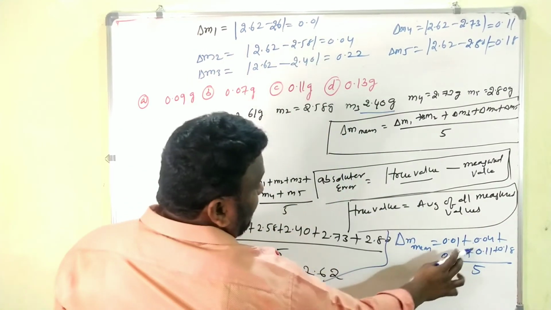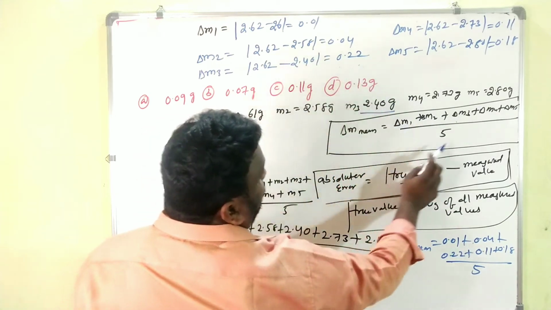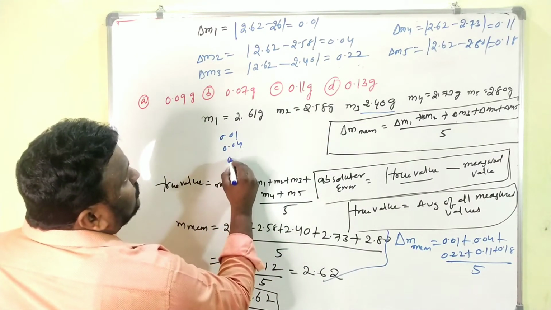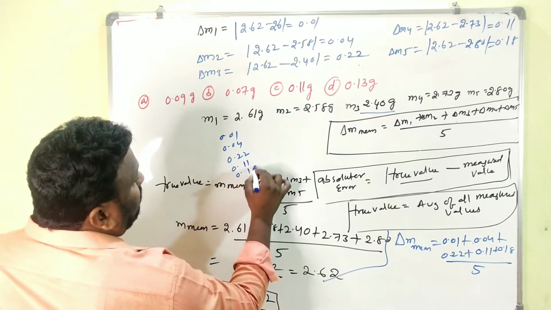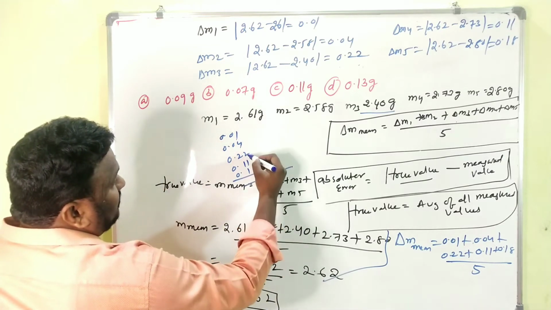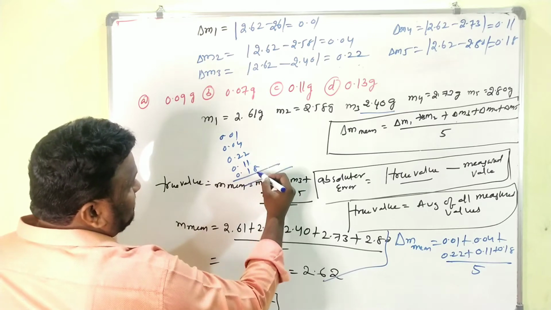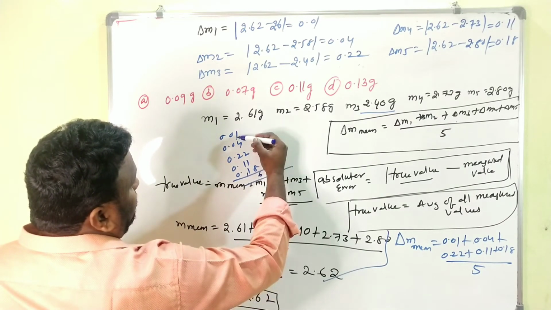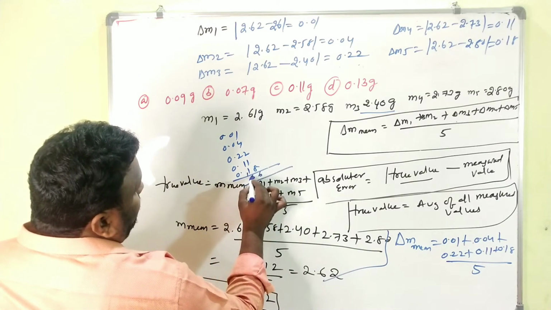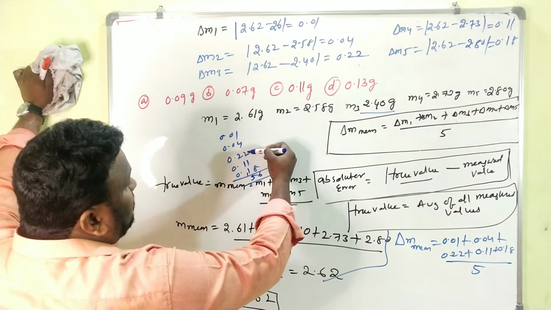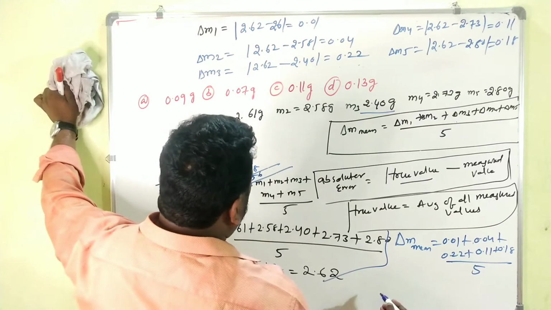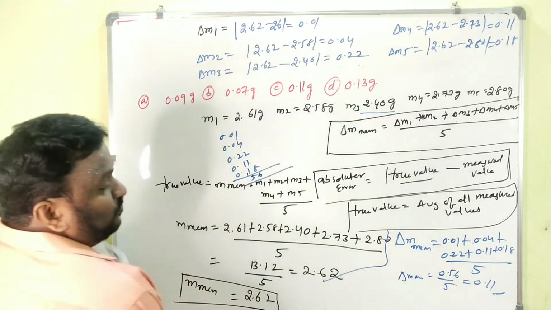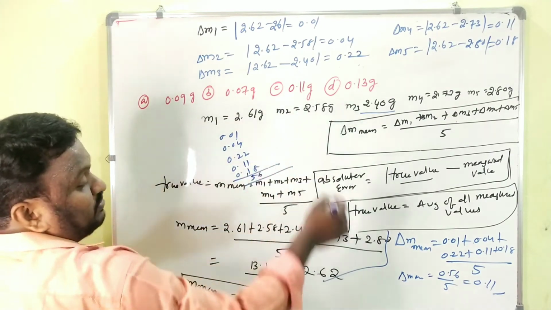Delta m1 value is 0.01, delta m2 value is 0.04, delta m3 is 0.22, delta m4 is 0.11, and like that. Now we have to add all of them: 0.01, 0.04, 0.22, 0.11 and 0.18. We get 0.56. So delta m mean is equal to 0.56 by 5, which gives 0.11. Among the four options, the third one is the right one.